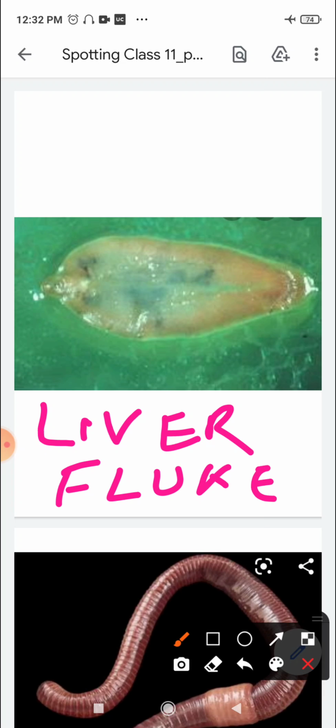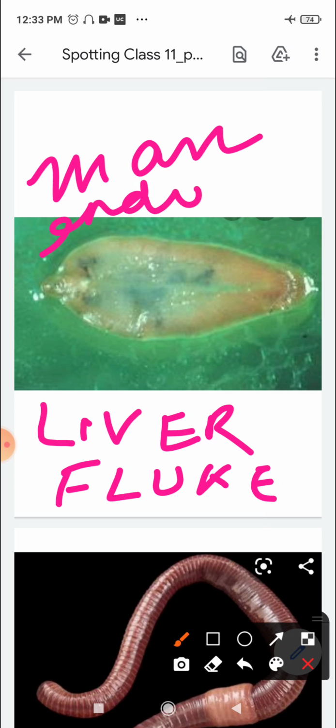Fasciola hepatica. Now this is an endoparasite, and an endoparasite is one that is found inside the body, and it is found in the bile ducts of sheep, goats, cattle, and sometimes other vertebrates including man. So it is also found in man. It causes severe liver disease called liver rot. That is why it is known as liver fluke, right?